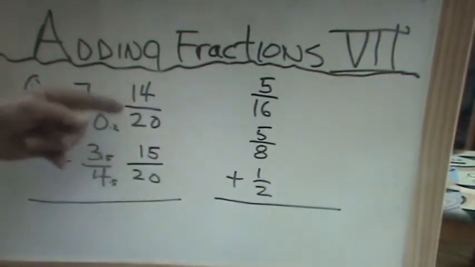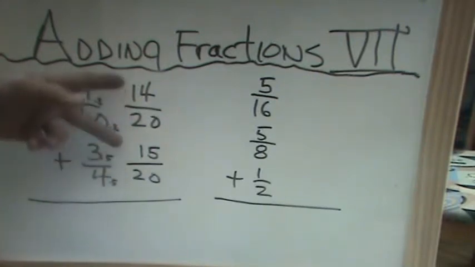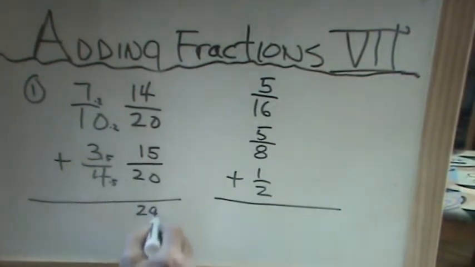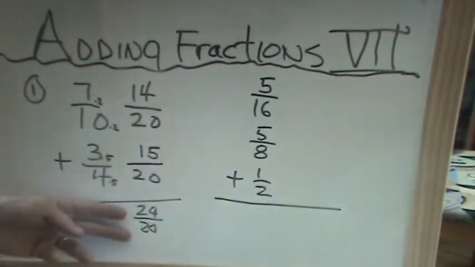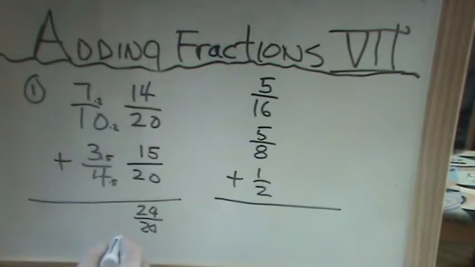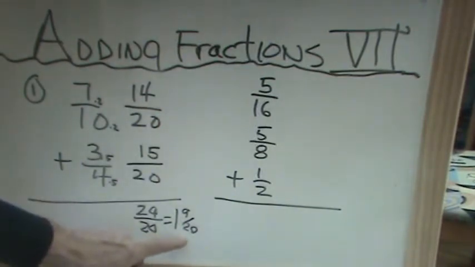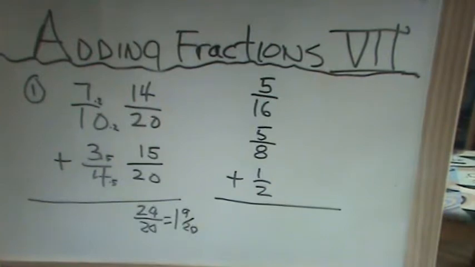Now, when I add these, since the denominators are 20, I can add this. 14 and 15 is 29 over 20. Now, I know that's an improper fraction, so I have to change it to a mixed number. 20 goes into 29 one time, and 9/20. Then I ask myself, well, is 9/20 in its lowest name? And yes, 9/20 is in its lowest name. So our answer is 1 and 9/20.